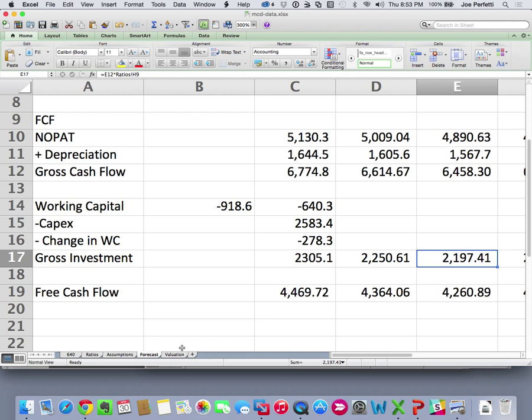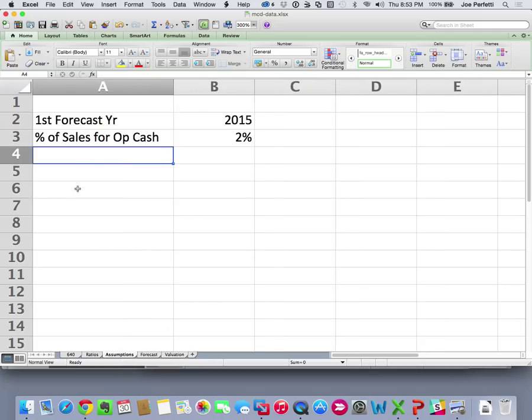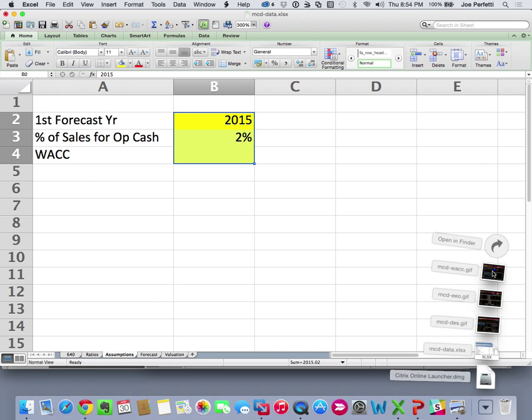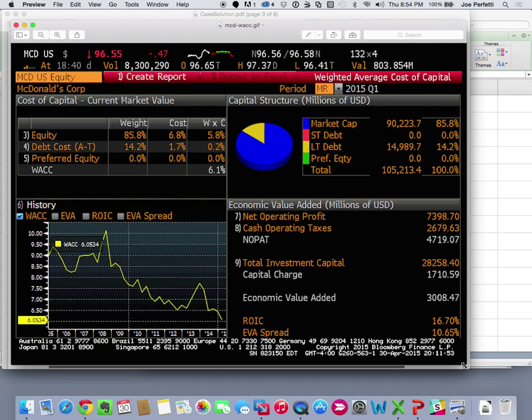So back to this. What's the next step? You tell me. I have 5 free cash flows. How do I value them today? I got to discount them, so I need to present value them. So I'll need an assumption called the WACC. Well, the nice thing about McDonald's, these yellow, is we just downloaded their current WACC. And their current WACC is 6.1% according to Bloomberg. So we're going to use that.